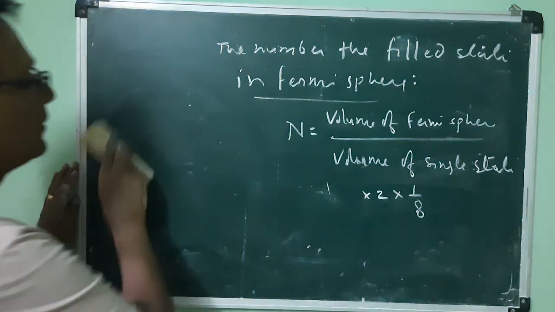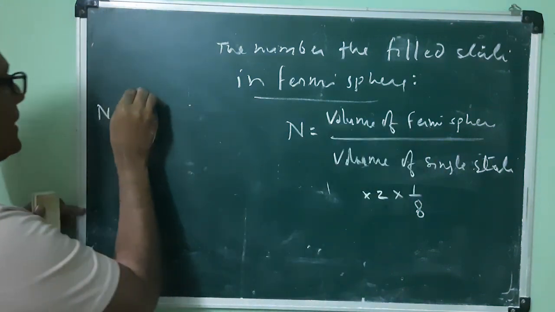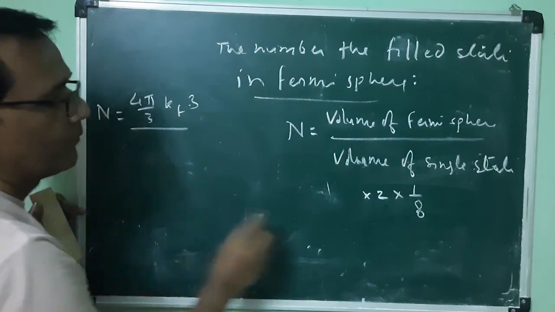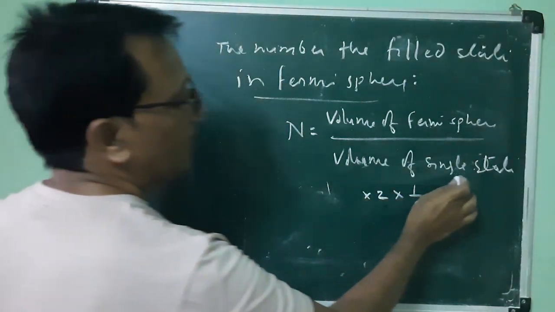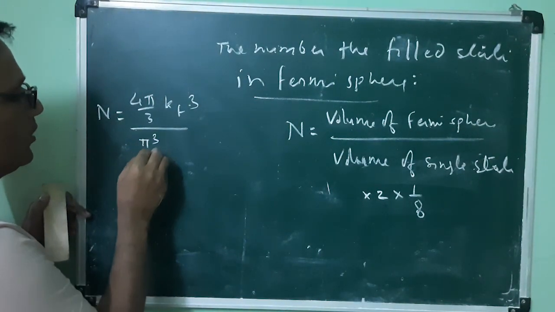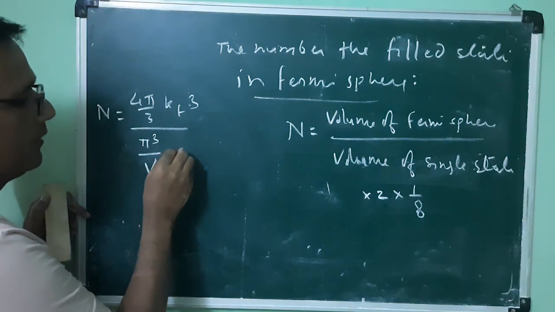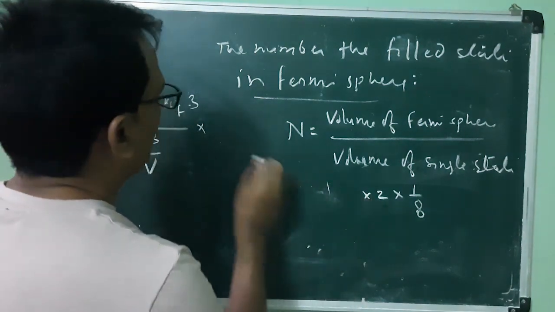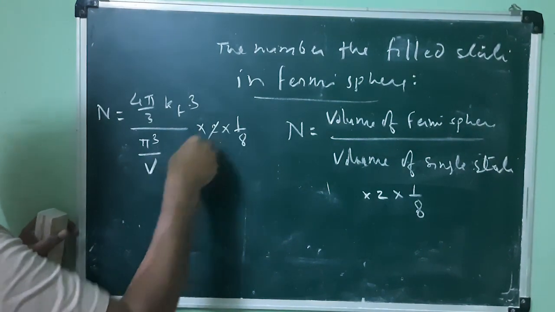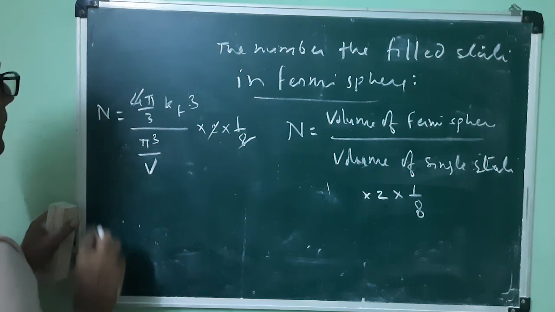So n is equal to the volume of the Fermi sphere, 4π/3 kF cube, divided by the volume of a single state, which is equivalent to π/a, π/b, π/c. So this is π cube by V, where V is equivalent to a·b·c, and we are including here the 2 multiplied by 1/8. So this can be cancelled out. So 1/3 is here and π is here, one π is cancelled out.